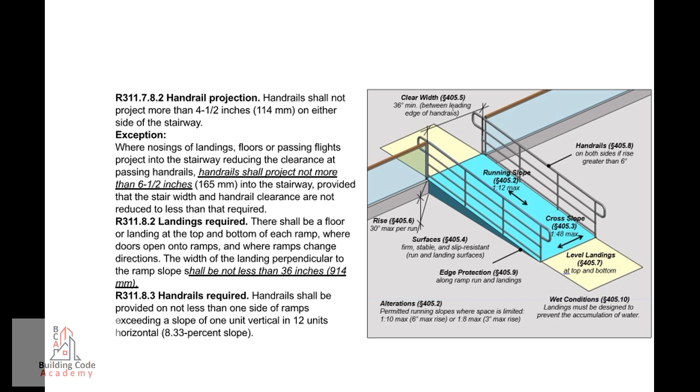R311.8.3 Handrails required. Handrails shall be provided on not less than one side of ramps exceeding a slope of 1 unit vertical in 12 units horizontal, 8.33% slope.